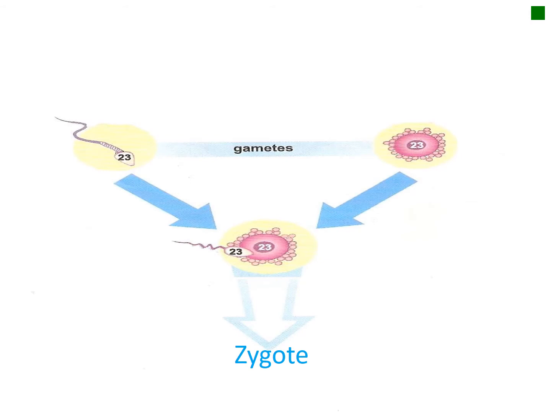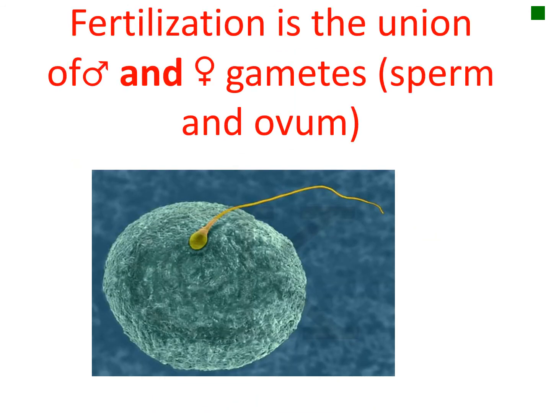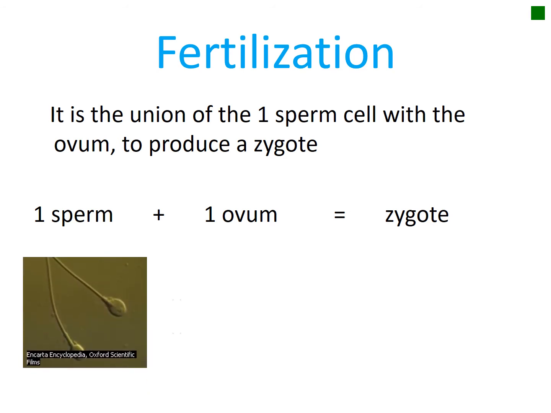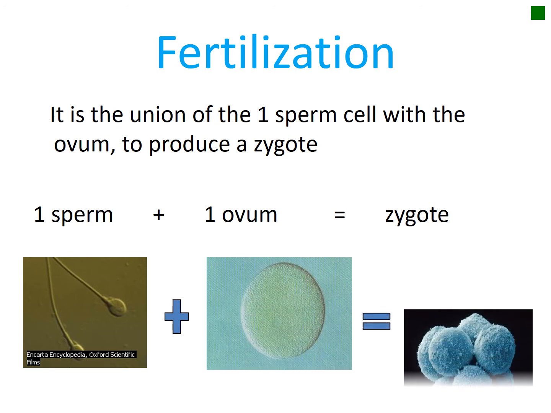The mating of the sperm cell and the egg cell, the male gamete, which is the sperm, and the female gamete, which is the ovum, leads to the formation of the zygote. This is called fertilization. So what is fertilization? It is the union of the male gamete and female gamete, the sperm and the ovum respectively. So as I said, fertilization is the union of one sperm cell with the ovum to produce a zygote. So one sperm plus one ovum gives a zygote.